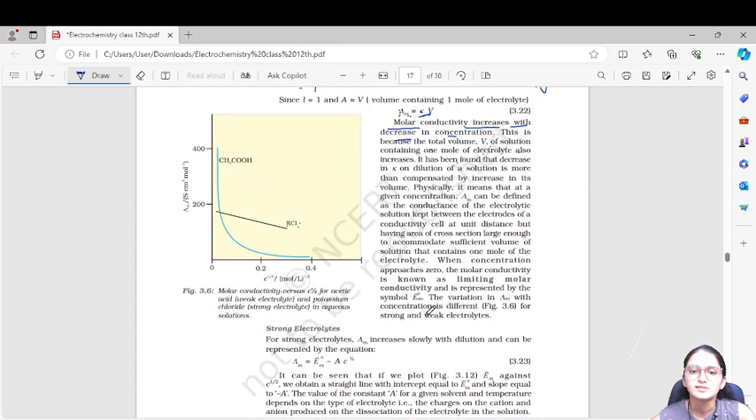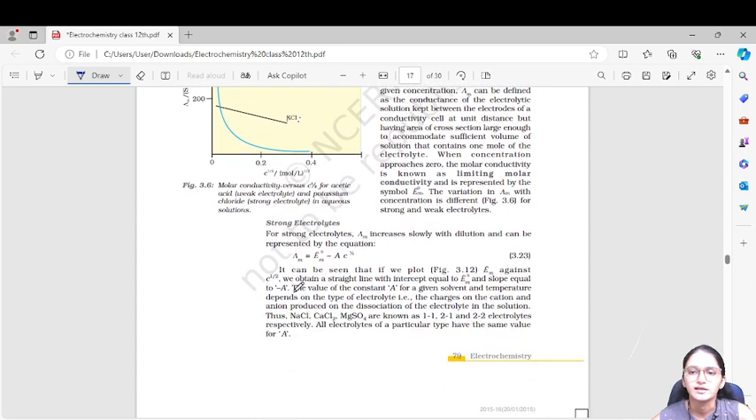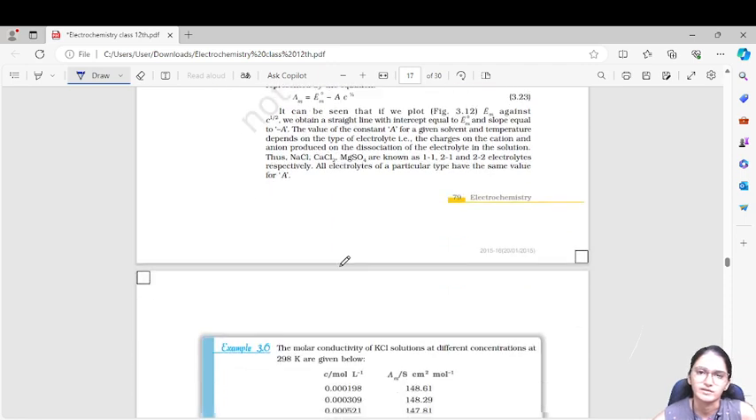Okay. Now the next term we are going to see is limiting molar conductivity. Now what is that? When concentration approaches 0, molar conductivity is known as limiting molar conductivity. When concentration approaches 0, that means when it is infinitely diluted, meaning when you have only traces of the salt or the solute which you have put, and it approaches approximately 0, it is called limiting molar conductivity.